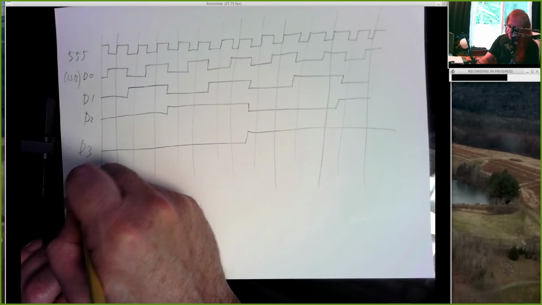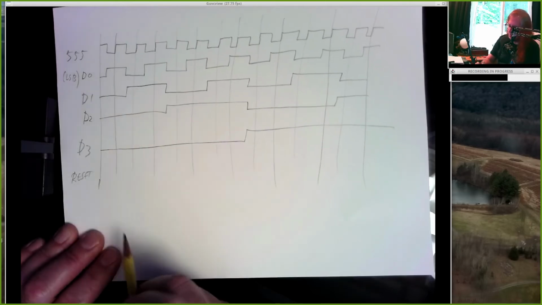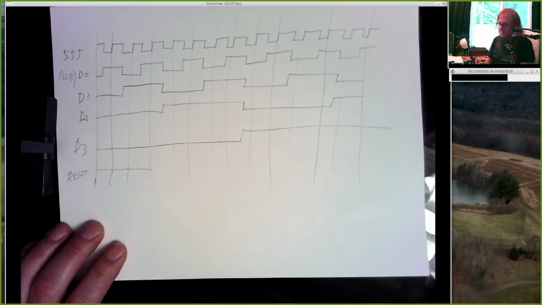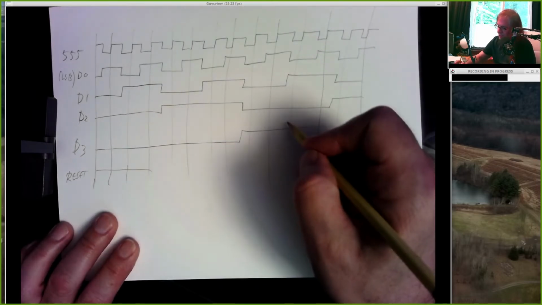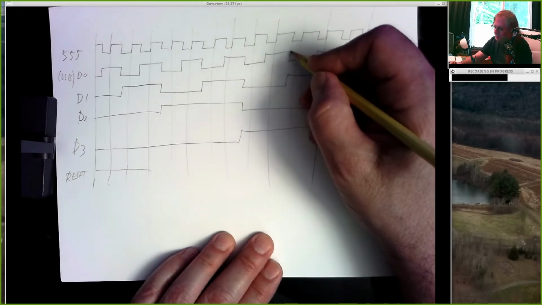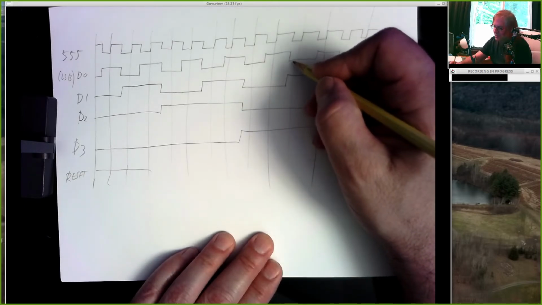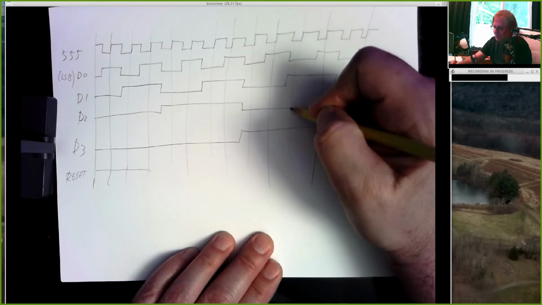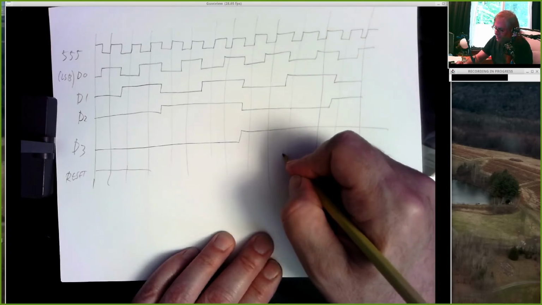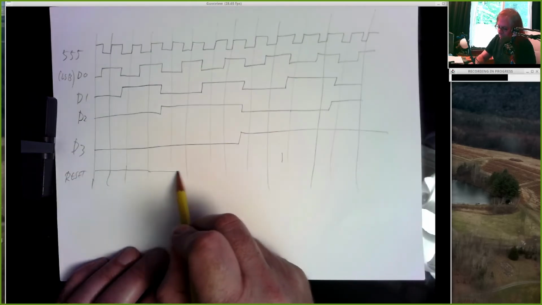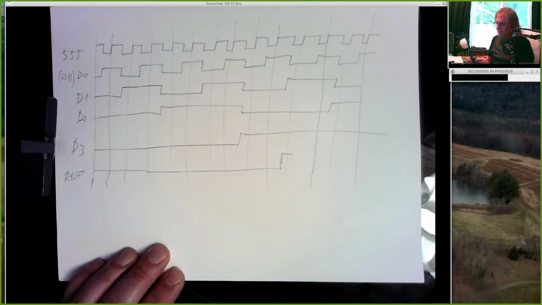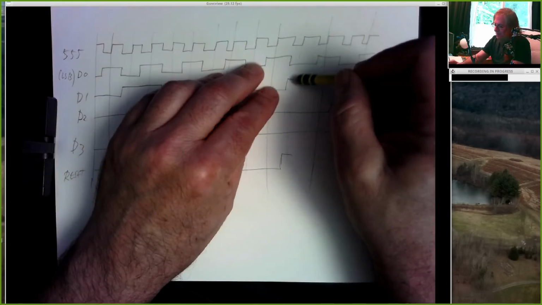But then we also have this reset signal. And reset is low until our input combination is 1, 0, 1, 0. And at this point right here, so D0 is a 0, D1 is a 1, D2 is a 0, D3 is a 1. At this point, your reset goes high. And at that point, something different happens.